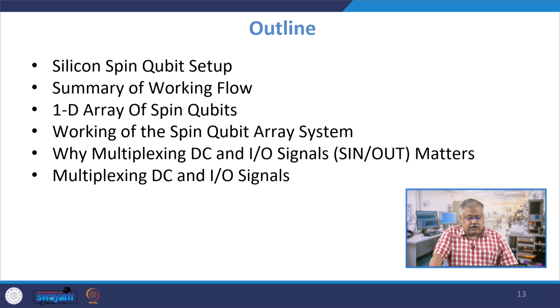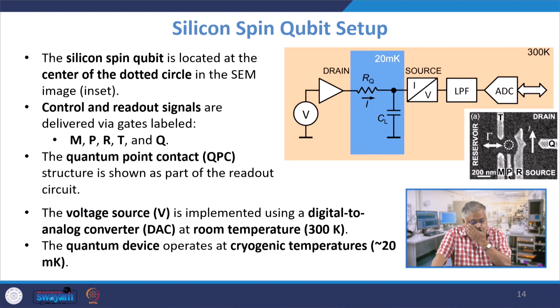Let me come to the spin qubit states and explain to you what the spin qubit states are. We will summarize the working flow. In this case, we will look into the array of spin qubits and working of the spin qubits, and then multiplexing DC and IO signals, and multiplexing DC and IO signal will be important for understanding it. So, let us look at the spin qubit setup as such. The typical readout setup for spin qubit understanding, right.